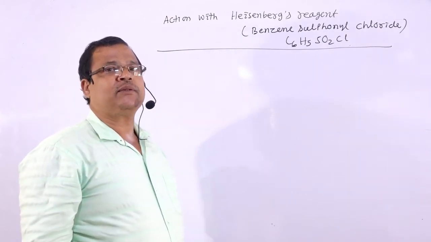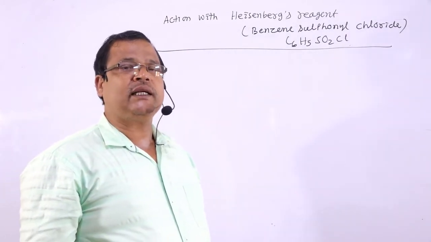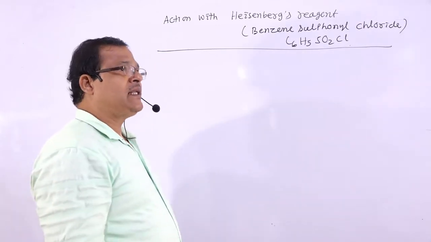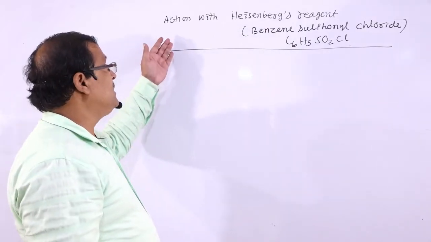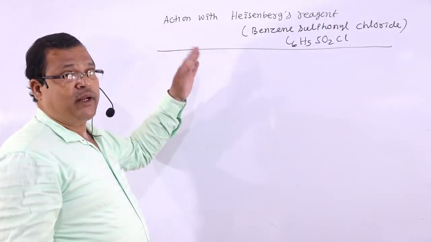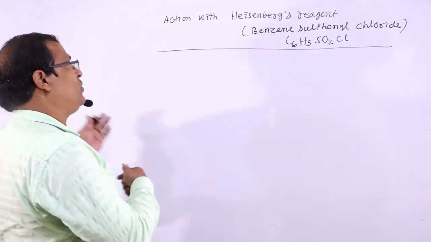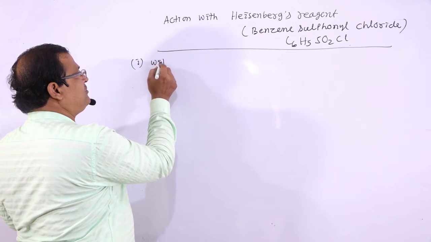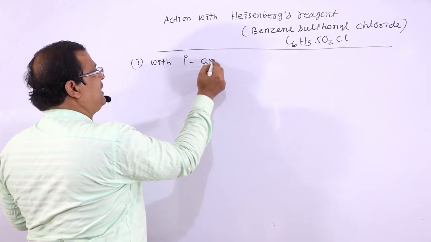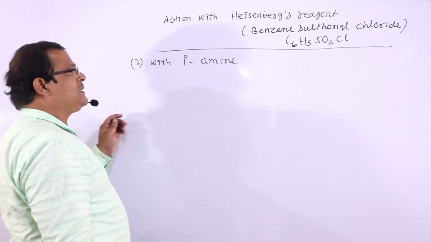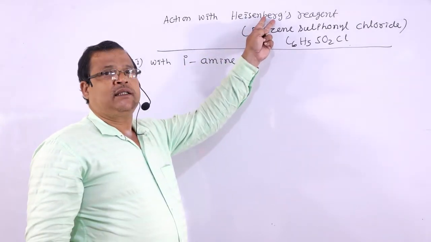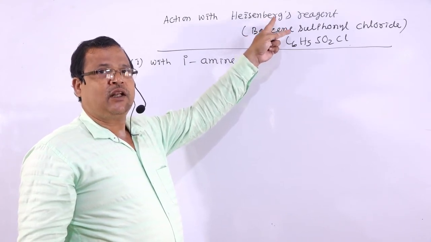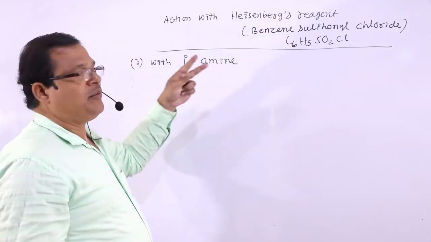This reaction also differentiates between primary amine, secondary amine and tertiary amine, just like acid chloride. How the reaction takes place, we will discuss one by one, the action with primary, secondary and tertiary amines separately. First, the reaction of Hinsberg's reagent, benzene sulfonyl chloride, with primary amines.